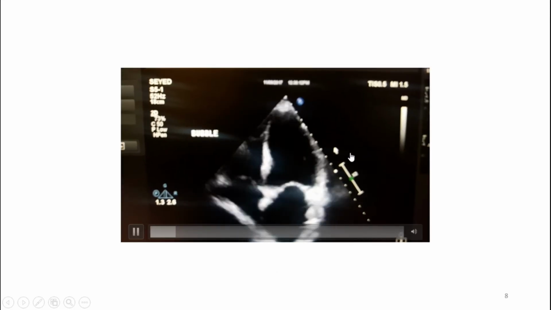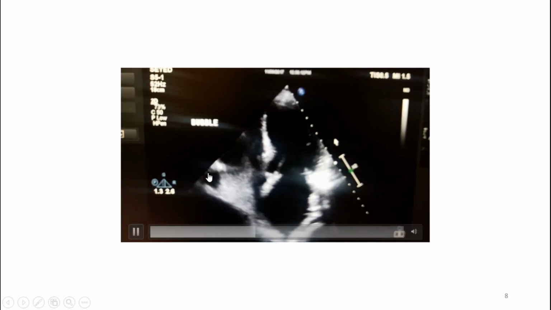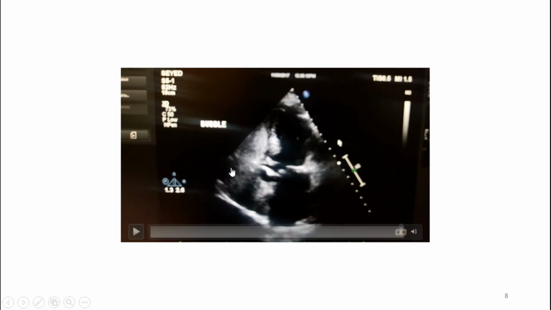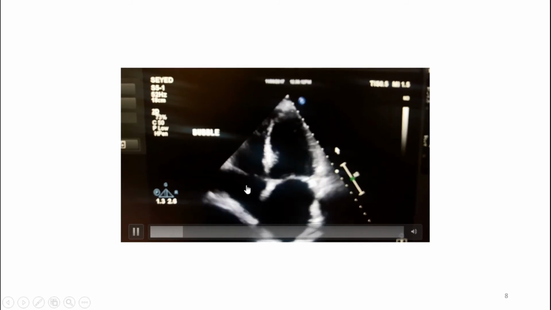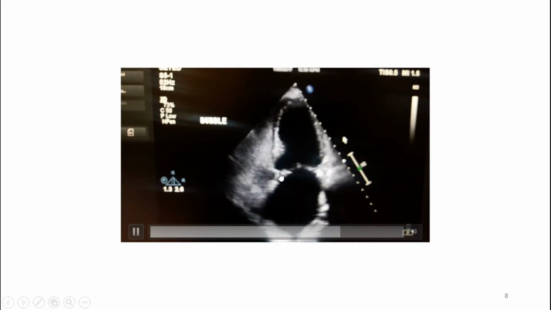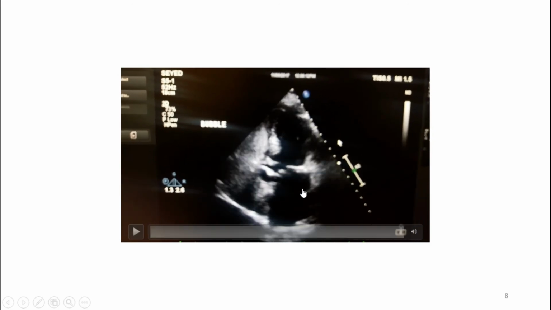At rest, when you and the patient are ready, the assistant injects 10 milliliters of agitated normal saline very fast through the IV line in 2 or 3 seconds. And after a few beats, we will see bubbles show up in the right atrium and then the right ventricle. If there is any shunt, bubbles come to the left side. More than 2 or 3 bubbles in the left side is positive, and we don't need to do the Valsalva stage. Otherwise, we have to do the bubble study with Valsalva.